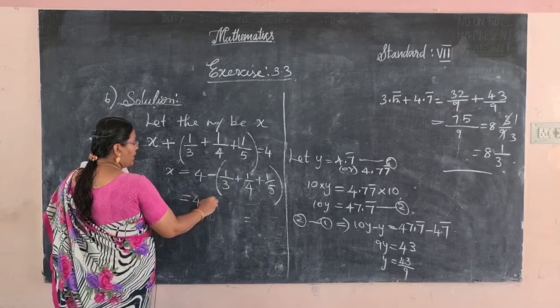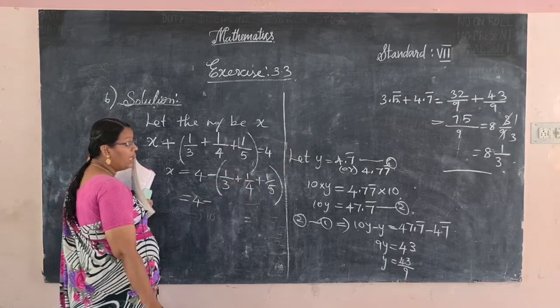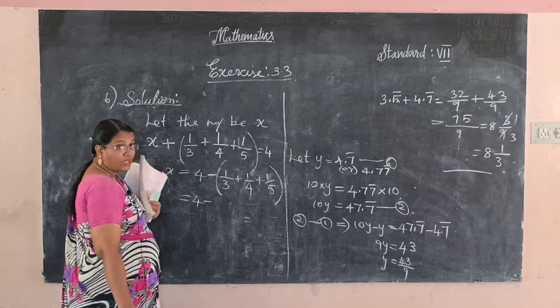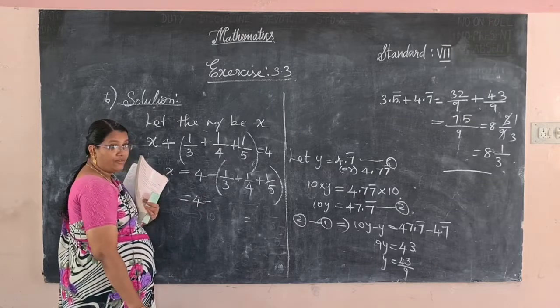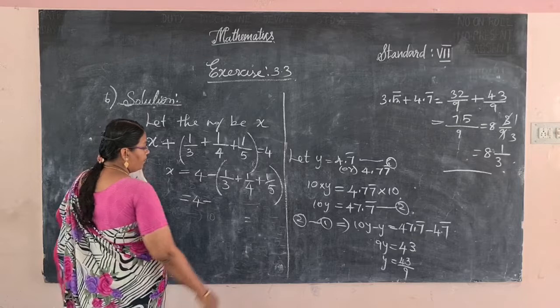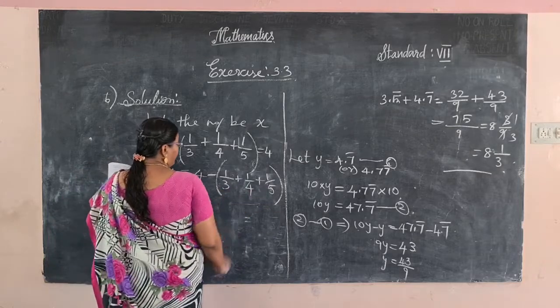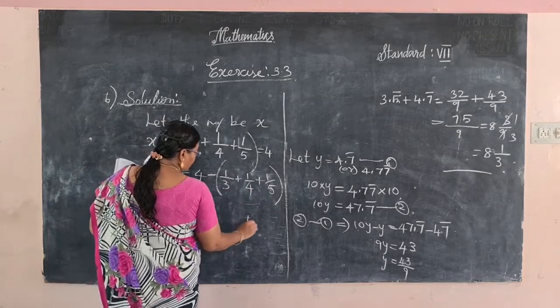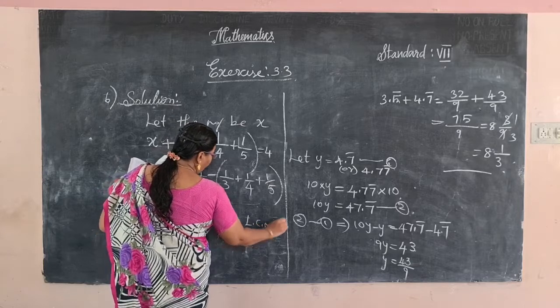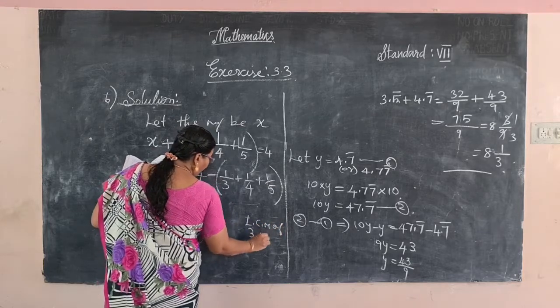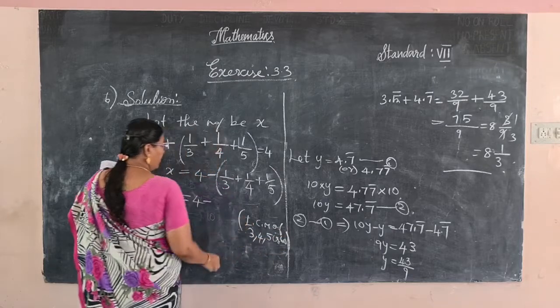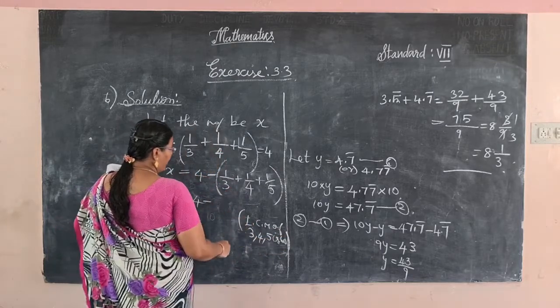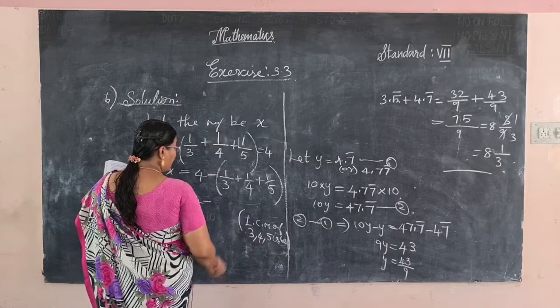Okay, so 4 minus, here we have to find the LCM. The denominator values are different, so you have to change them to like fractions. What is the LCM of 3, 4, 5? The LCM of 3, 4, 5 is 60. Which number multiplied by the denominator gives 60? 20.